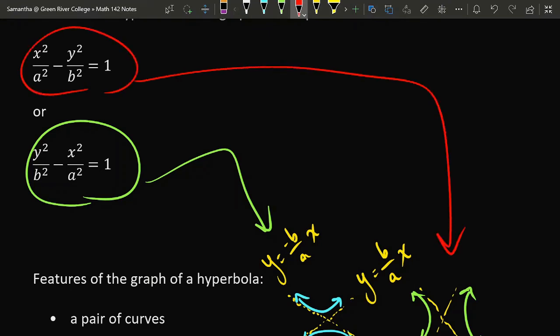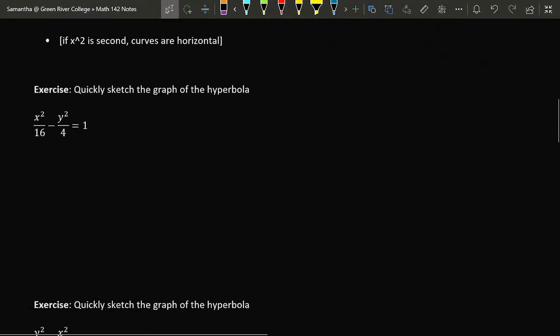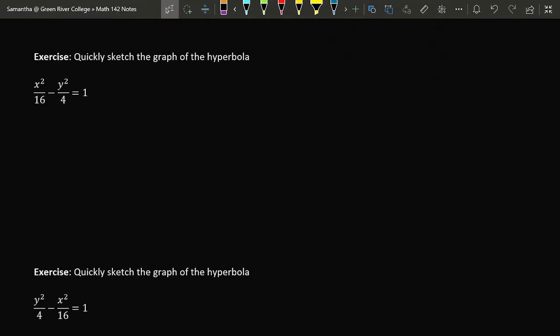Whereas if the x squared is first and you're taking away y squared, that's the case where you get the horizontally symmetrical curves. Okay, so let's quickly sketch the graph of the following hyperbola. In this hyperbola, we have x squared over 16 minus y squared over 4 equals 1. And I'm expecting them to be horizontally mirrored, because in my equation x squared comes first.